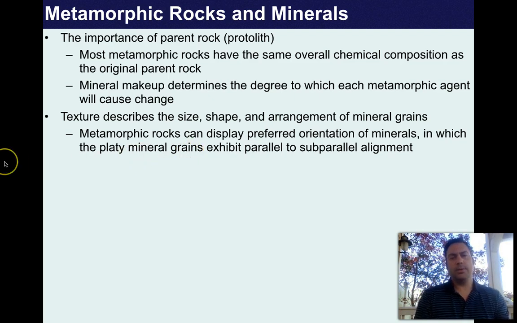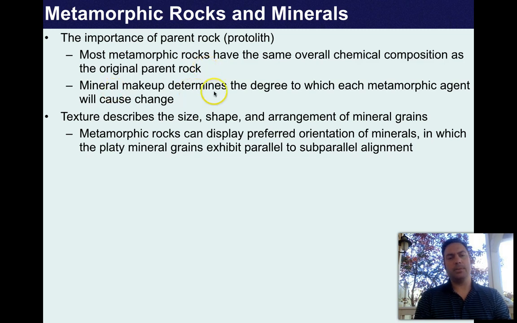So to really understand metamorphic rocks, you have to have a good understanding of the importance of the parent rock, because without understanding the parent rock, we don't really know enough about the chemistry of the rock. So to see where things are going, you have to know where they came from, is basically what we're saying here. Most metamorphic rocks have the same overall chemical composition as the original parent rock. Very similar, I should say. If you were to break it down, dissolve it down in acid, it's pretty close.